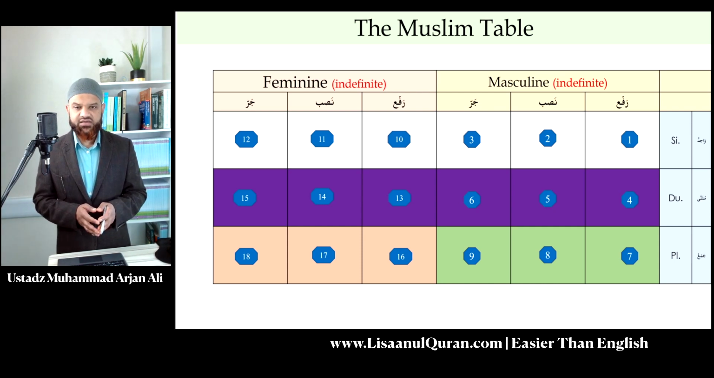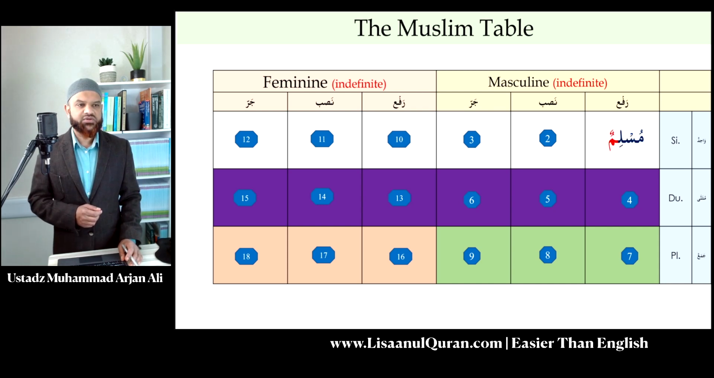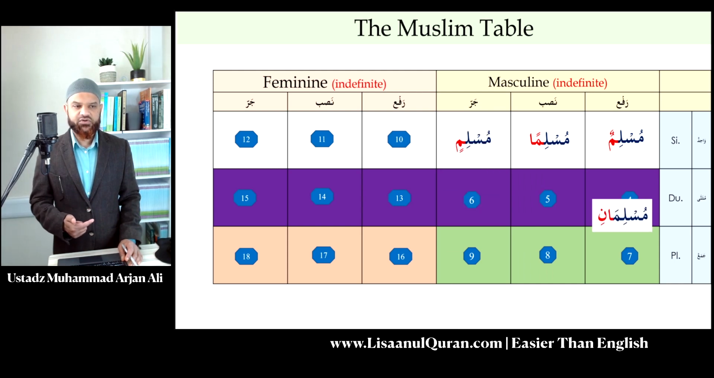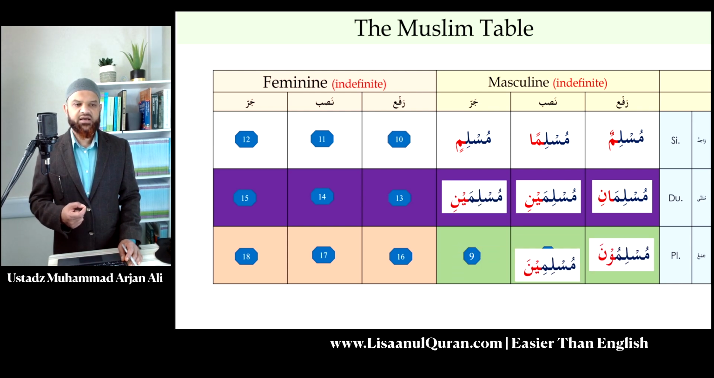Now here we have 18 boxes. We're going to fill them with the word Muslim. I'm sure you can do this instantly, inshallah. Muslimun, Musliman, Muslimin. And then we have Muslimani for the dual, Muslimaini, Muslimaini. And for the plural, we have Muslimuna, Muslimina, Muslimina.